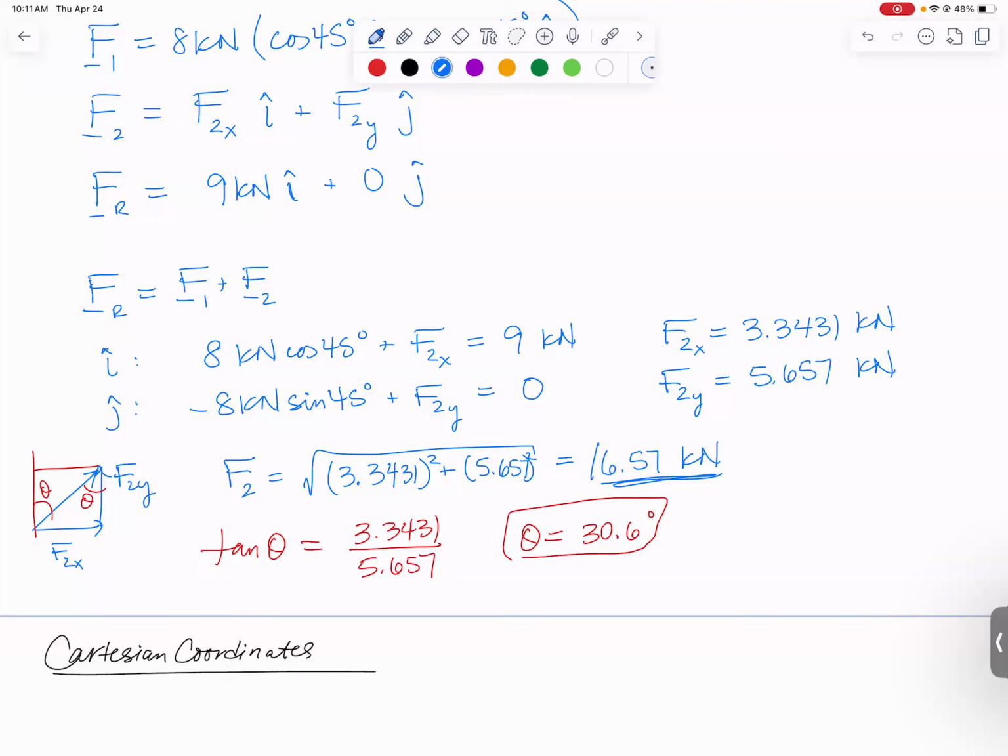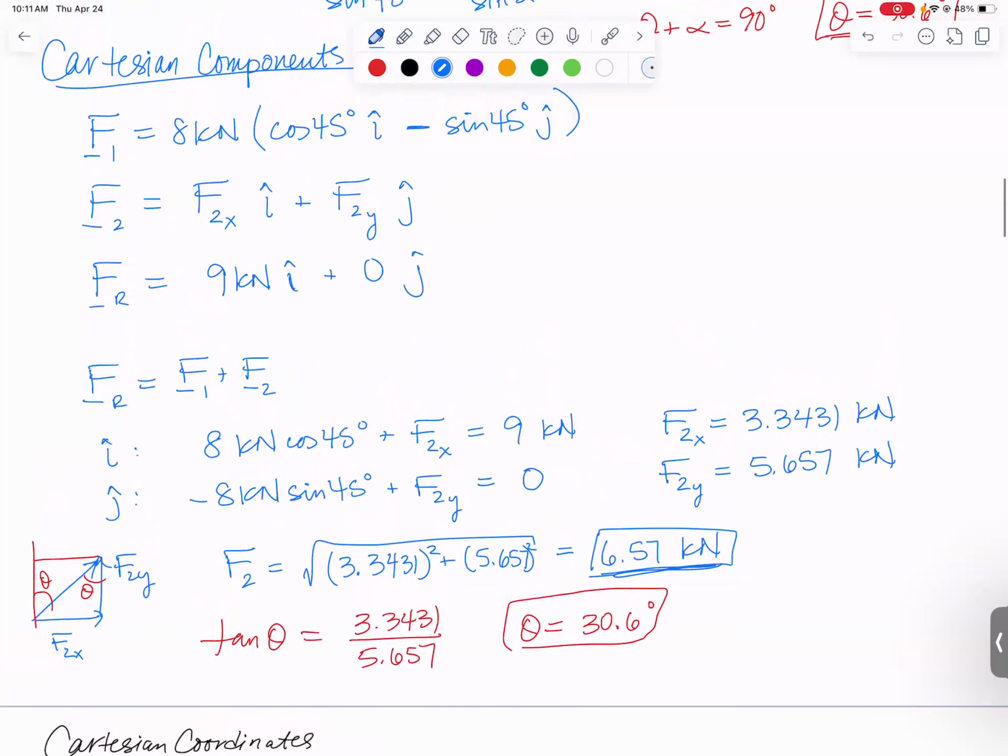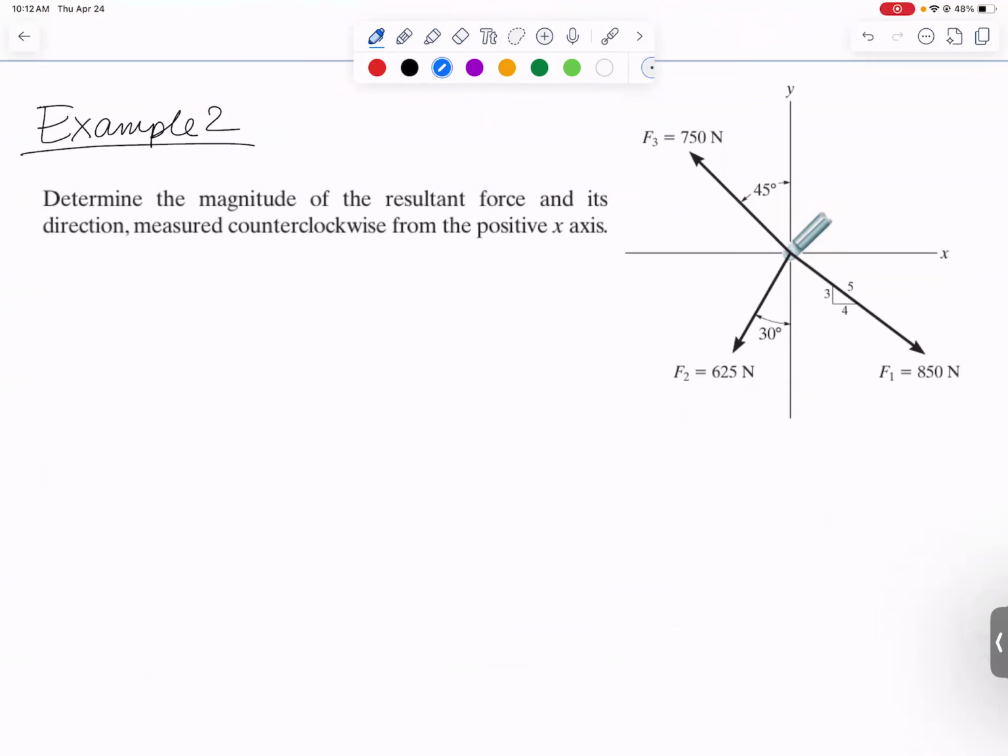And as far as I'm concerned, you can solve it either way. You get the same answer. They're both correct, so do what is easier for you. I will say if they're both easy for you, focus on Cartesian components because we're going to be using them all semester long. Let's do another example.